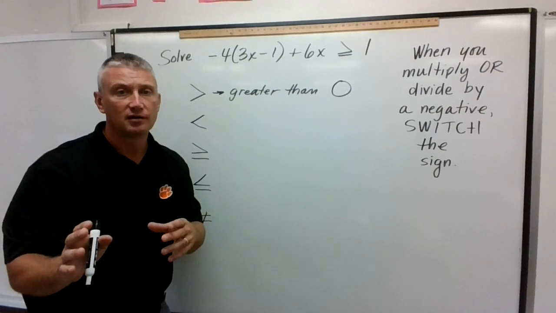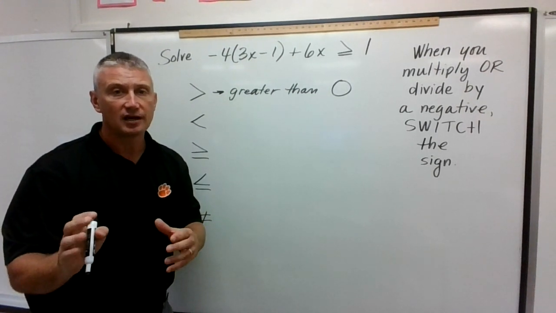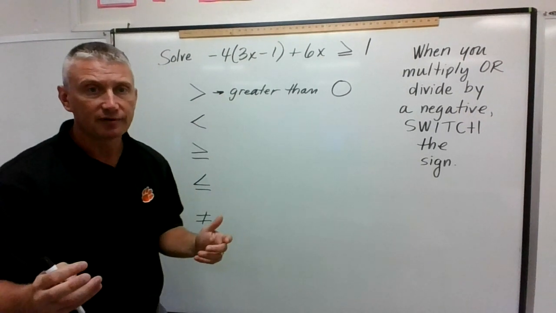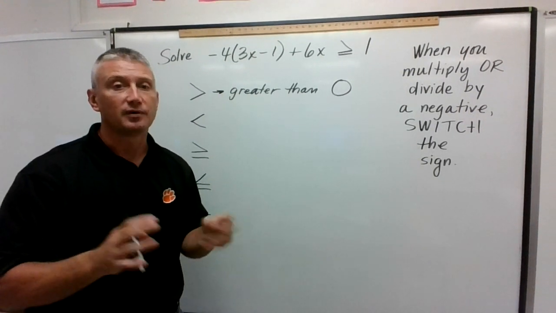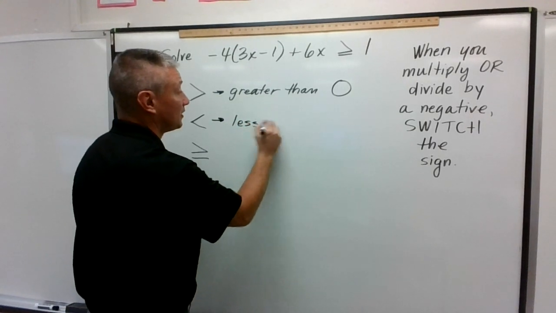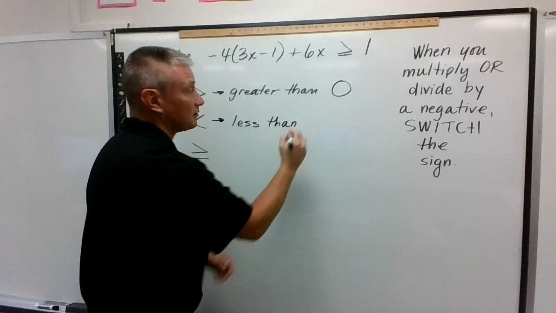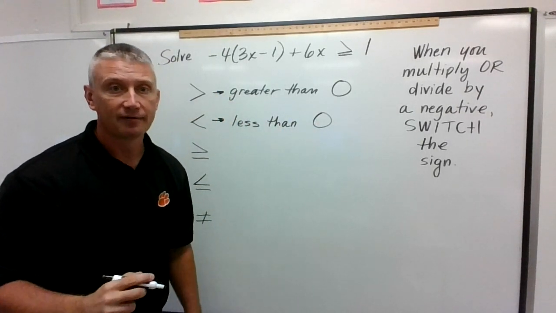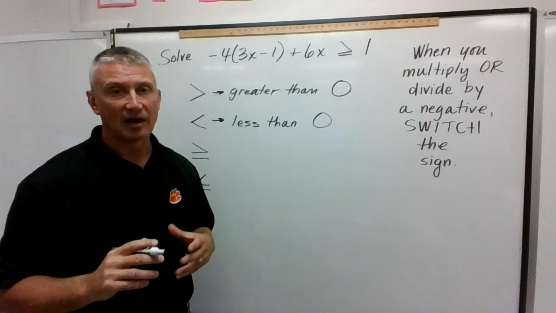Now you may not know what the open circle means just yet, but I'll let you know that the open circle is kind of like a boundary for your answers. It's not an answer, but it is a boundary. This one is read as less than. Greater than and less than will both have an open circle on the graph, so you know that it is just a boundary.